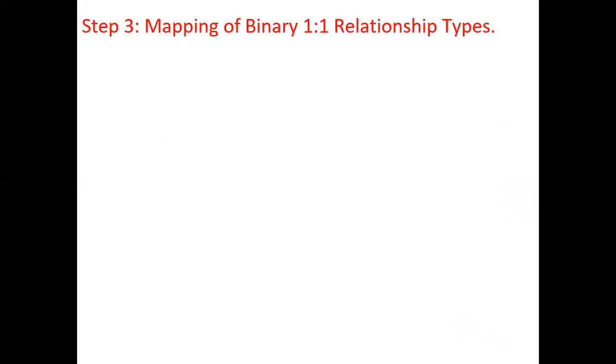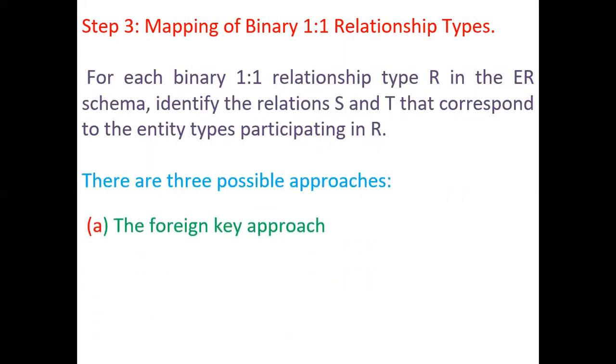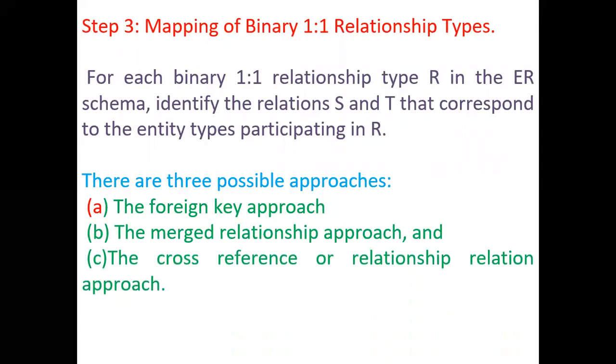The next, third step is mapping of binary 1:1 relationship type. Whenever we have a 1:1 relationship type between two entity types, we need to treat one of the entity types as relation S and the other entity type as relation T. Now which should be considered as S and which as T? This can be done using three different approaches: the foreign key approach, the merge relation approach, and the cross-reference or relationship relation approach.